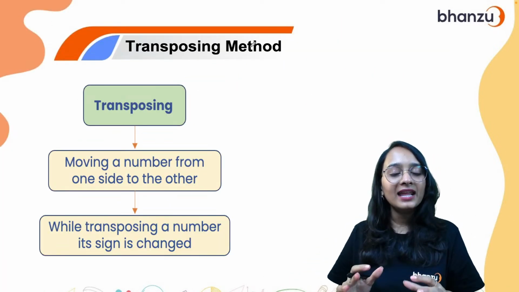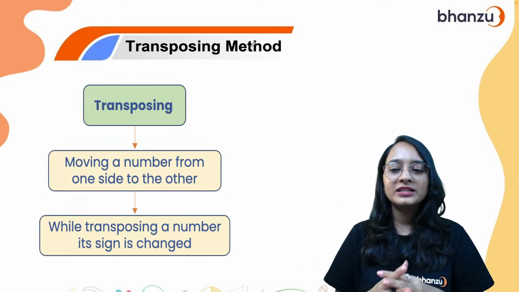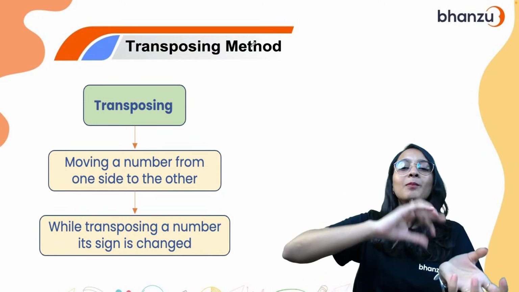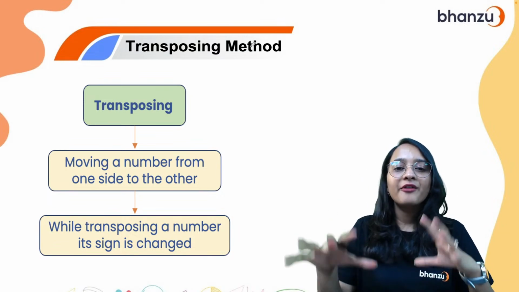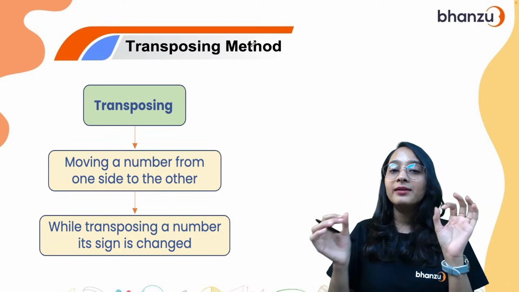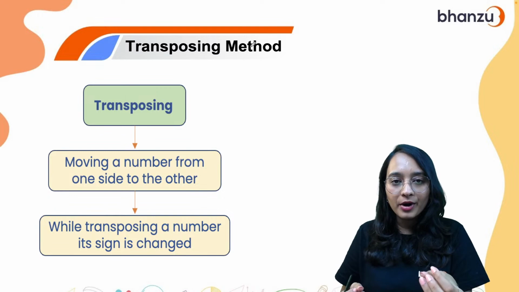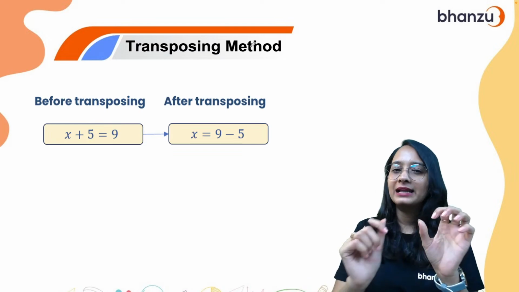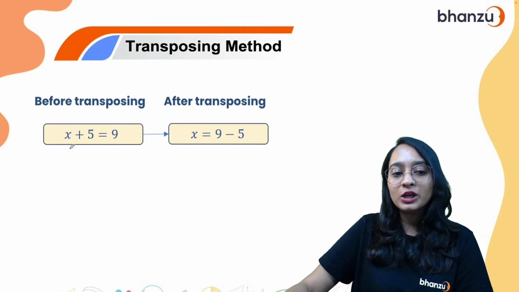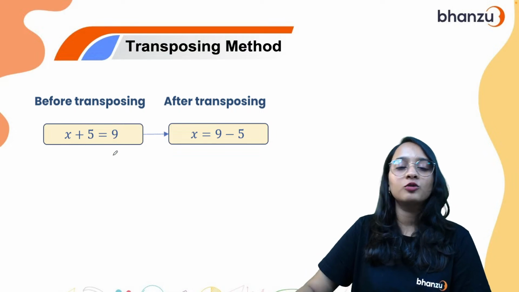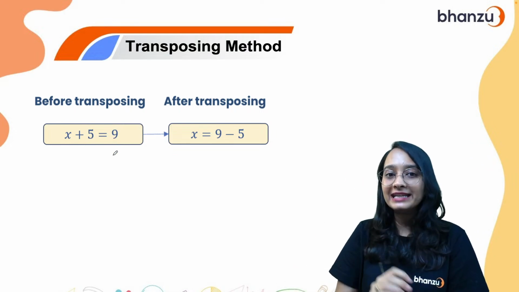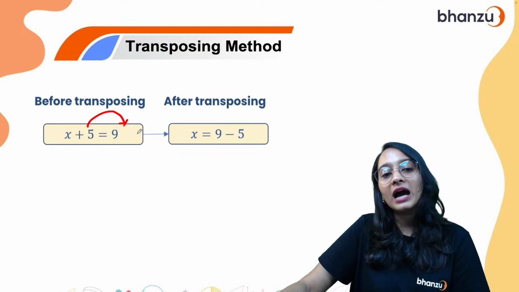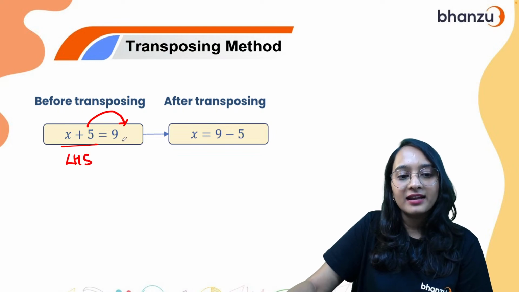Alright. And then comes the most popular method, which is the transposing method, where we will be transposing, that is moving, numbers or variables from one side to the other side. And remember, while transposing a number or a variable, its sign changes. What do I mean by that? Let's take an example. Now, we have an equation x plus 5 equals 9. So we have to somehow quarantine x. So I will want to transpose the number 5 to the other side. Now this is the left hand side. This is the right hand side.